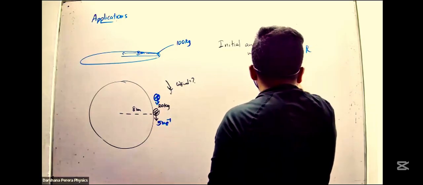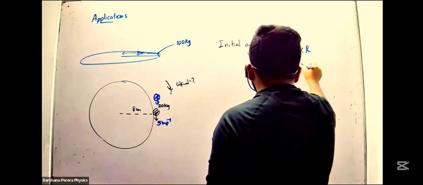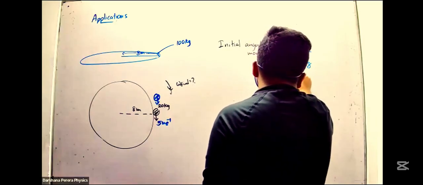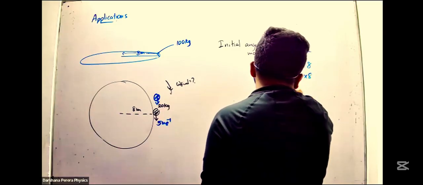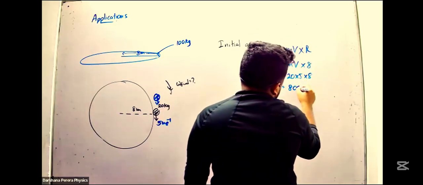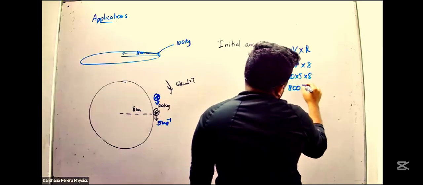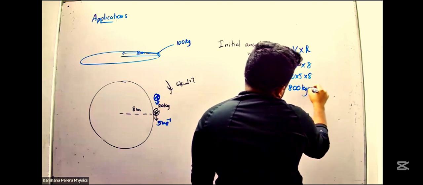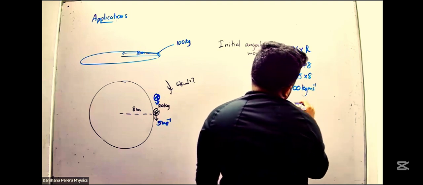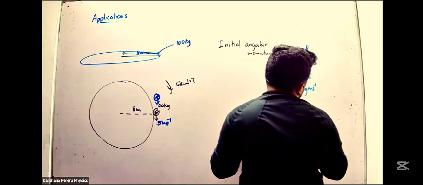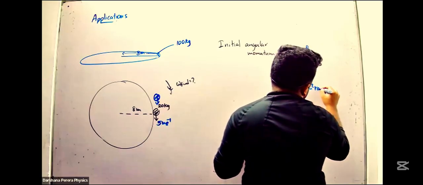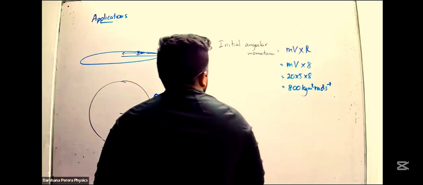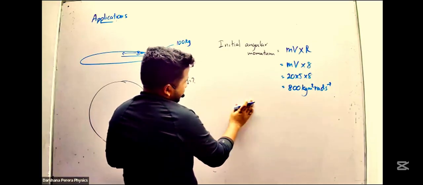mv into 8. Mass is 20 into 5 into 8. That means 100, 800. 800 is the momentum, in kg m square rad s minus 1. Okay, we have to apply.